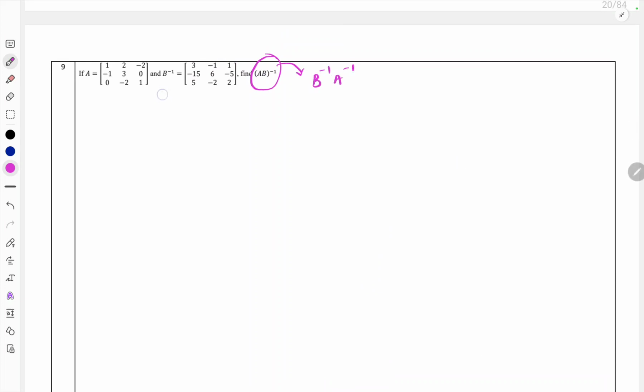So B inverse is already given. So first we have to find the A inverse. So how to find the A inverse? I have written the formula. So it is 1 by determinant of A into adjoint of A. So we have to find minor, cofactor, then transpose of cofactor is adjoint of A. So first we will find determinant of A from here.